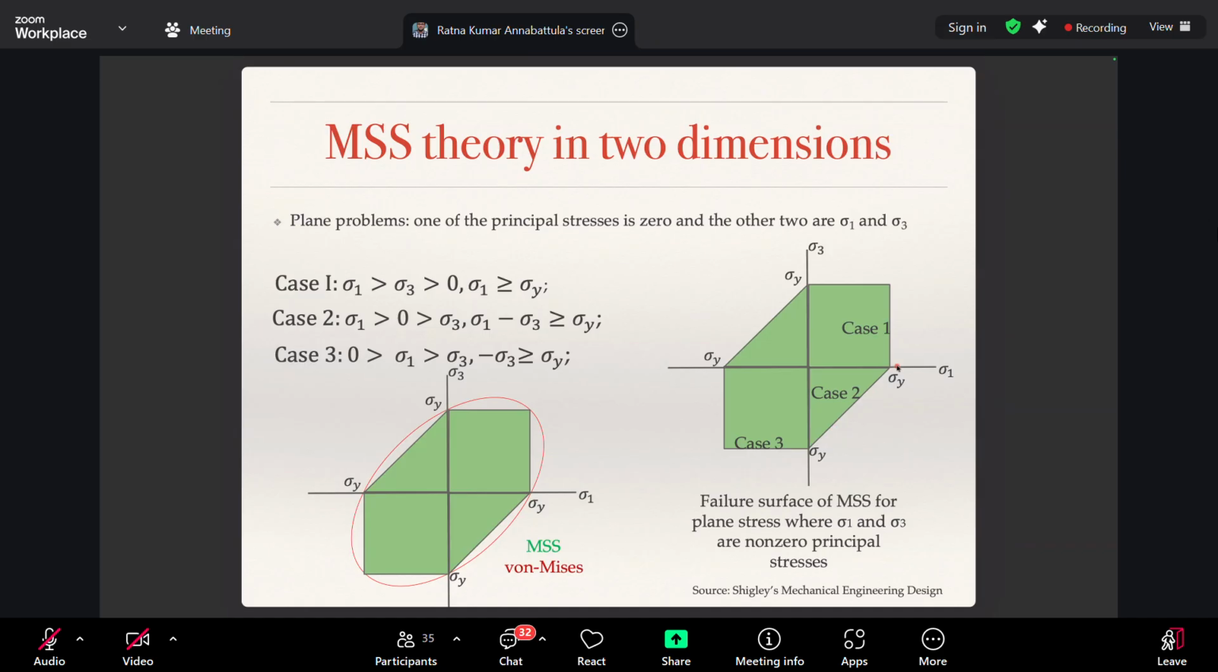And the third scenario, where both sigma 1 and sigma 3 are less than 0. Then sigma 2 will be 0. That means that will be the maximum principal stress and this will be the minimum principal stress. Then minus sigma 3 should be equal to sigma y. So that will be our case 3. So these are the 3 scenarios. Similarly, you can also generate a scenario where sigma 3 is greater than 0, sigma 1 is less than 0, and vice versa, so that you can also generate these 3 lines.